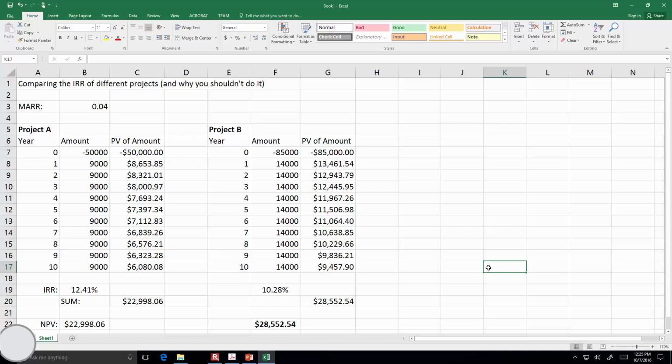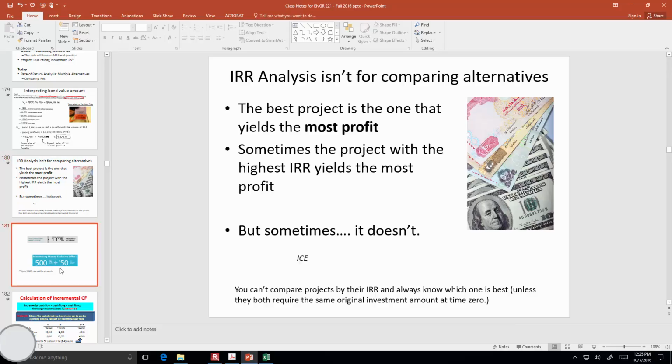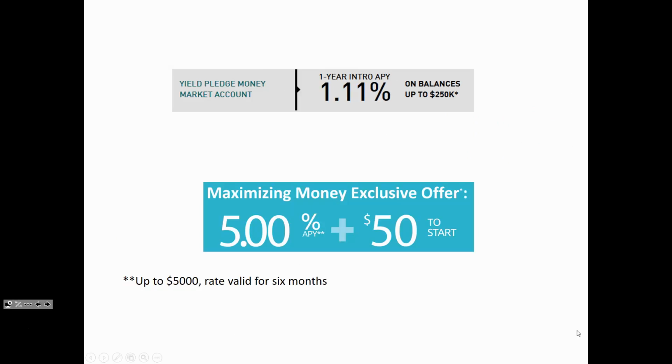And this isn't completely abstract, by the way. There are real-world situations where this comes up. For instance, earlier in the semester, we were looking at typical interest rates out there in the world. And one of the things we found was Everbank, which has what they're calling a yield pledge money market account. They'll pay you 1.11% for a one-year period on a balance up to $250,000. If you deposit beyond $250,000, then it just goes to their normal, measly rate, which I think is around 0.4% or something.